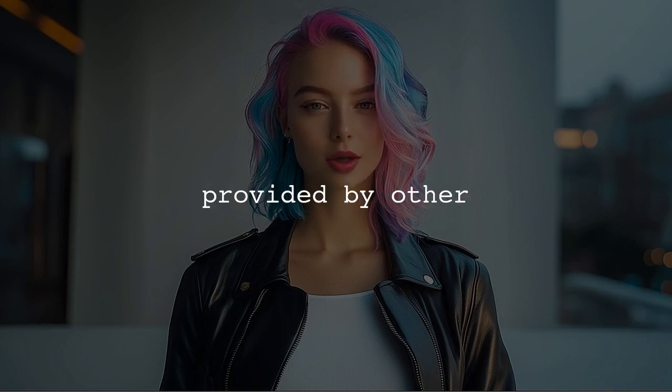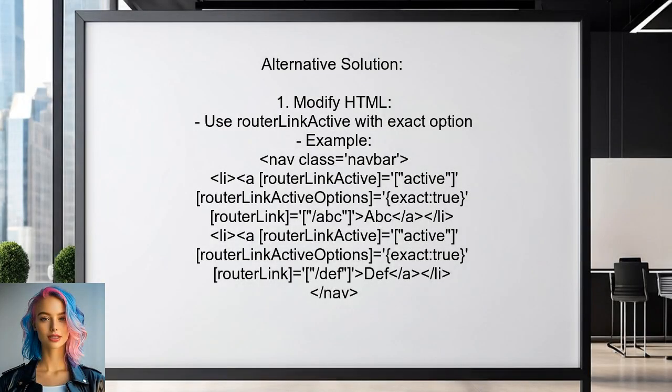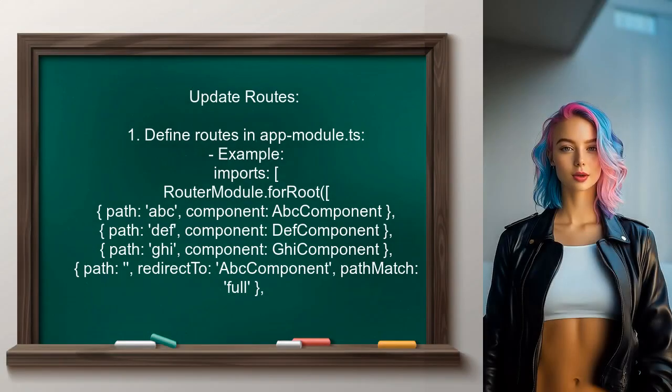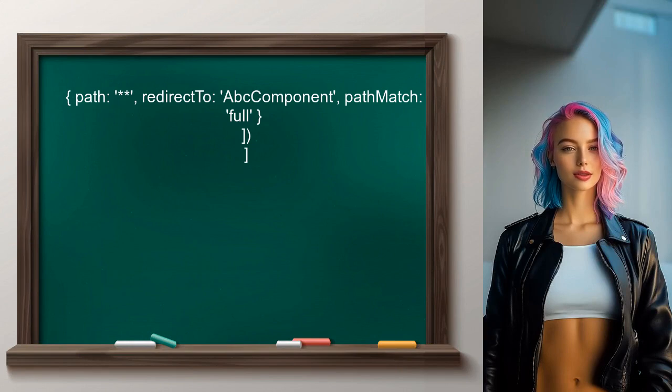Now let's look at the answers provided by other users. An alternative solution suggests modifying your HTML to activate the router link for two different routes. You can use the router link active directive with the exact option set to true for each link. Additionally, update your app module routes to ensure that both routes are recognized. This way, the active class will apply to both the def and GI routes.